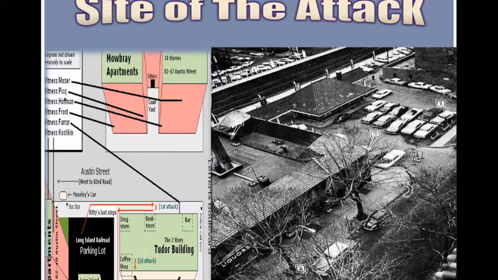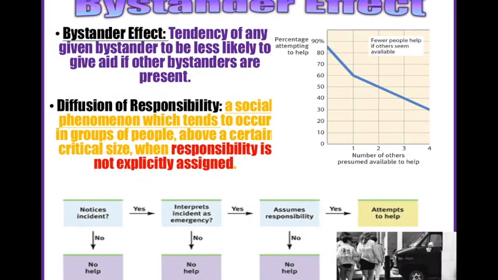Okay, so let's look at what is a diffusion of responsibility. Okay, so the diffusion of responsibility is a social phenomenon which tends to occur in group sizes of a certain size, in which responsibility is then not explicitly assigned. Okay, as you see down here in the bottom graph, there are 3 incidents that occur before someone actually helps. First is noticing the incident. First, we have to notice it. Second, we have to interpret it. Okay, is this an emergency? Is this person in critical condition?